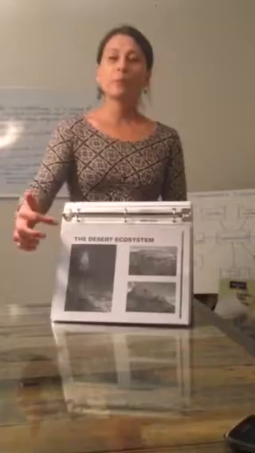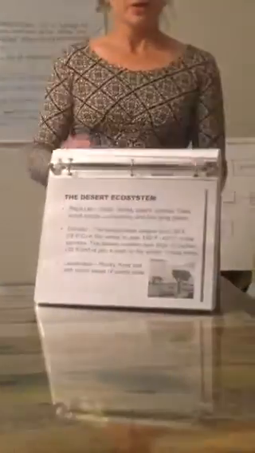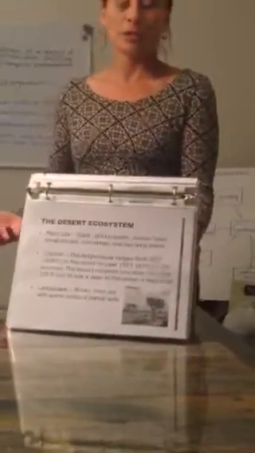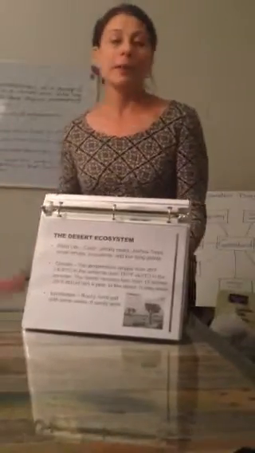Now, look at those pictures. The plants are different from the ones that we just saw, right? And we see a lot of rocky areas there. Okay, some description. The plant life: the cacti, prickly pear, joshua tree, small brush, succulents, and low-lying plants.